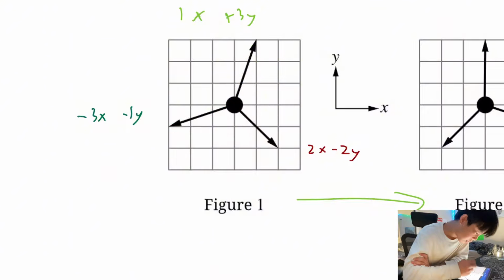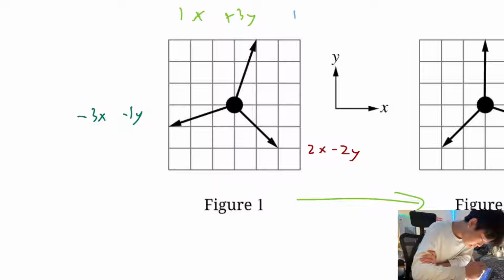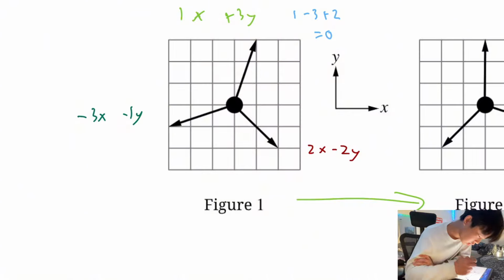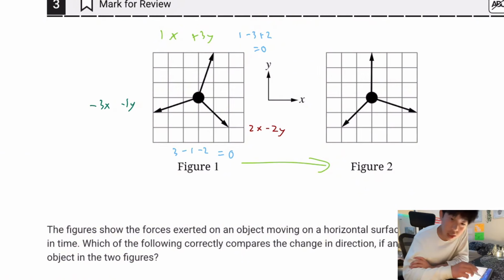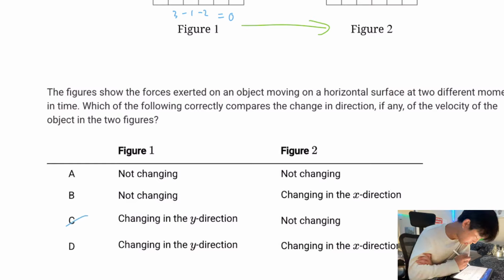Now, it says it's applied all at once. So what happens when we add all of these together? We get 1 minus 3 plus 2, which is just equal to 0. And when we add all the y forces, it's going to be 3 minus 1 minus 2, which is 0. So as you can see, it doesn't move at all. So it can't be C or D. It has to be A or B.